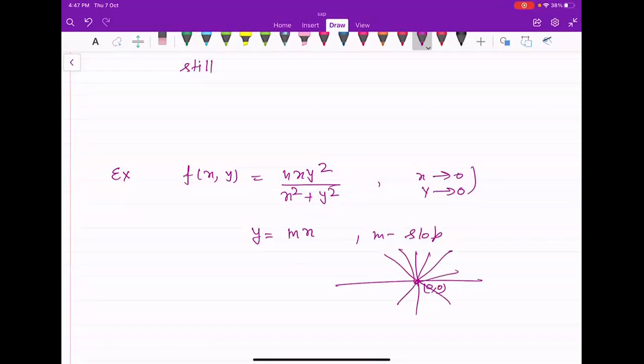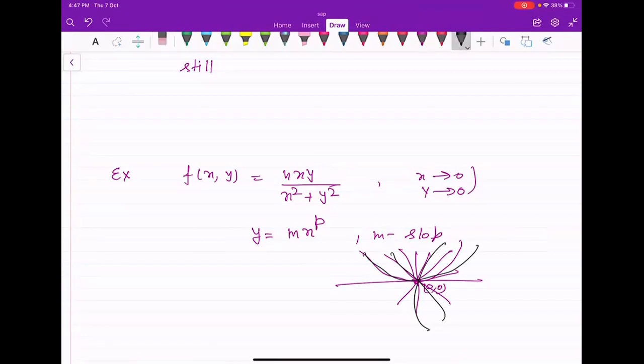Not only this equation, you can take m x^p, any curve that is passing through 0, 0. So this is the thing that I'm saying. Any curve that is passing through 0, 0. So I'm taking this particular example. One more thing I just want to write here, x y.